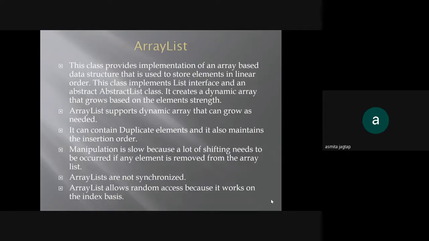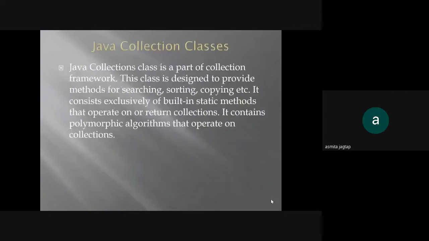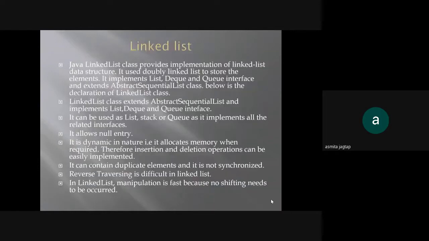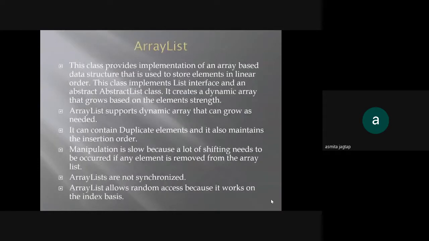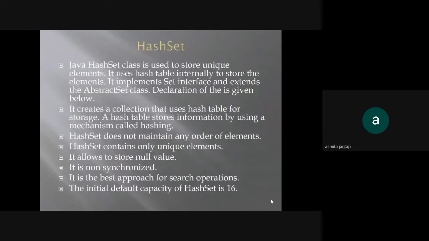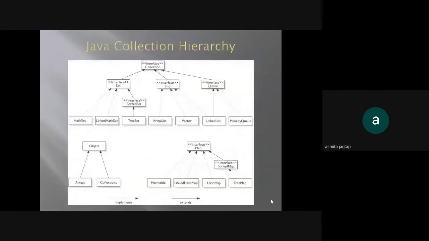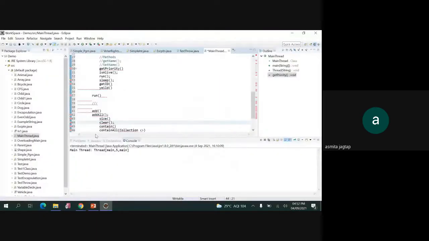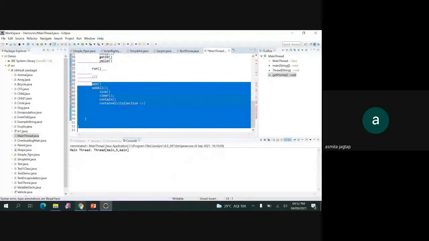What the array list is, what a linked list is, we'll see in the next lecture. We'll see how we can create an array list, a linked list, or a hash set. We'll see an example of these three: set, list and map. One example of how we can add, how we can find the length or size, and how we can clear those objects.